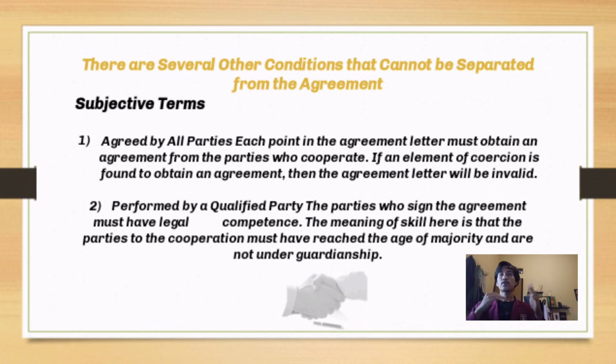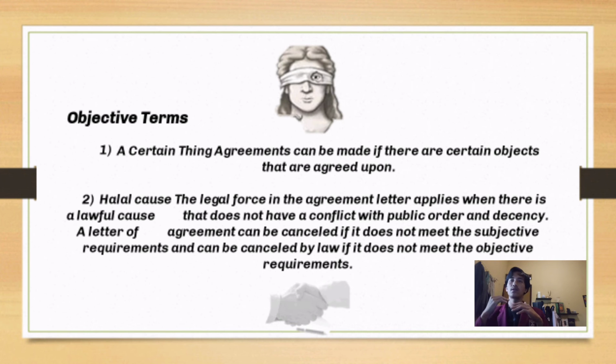Okay, there are several other conditions that must be met for the agreement. Subjective terms, number 1: agreement by all parties who make the agreement. One must obtain an agreement from the parties who cooperate. If an element of coercion is found in obtaining the agreement, then the agreement letter will be invalid. And number 2, agreement by a qualified party. The parties who make the agreement must have legal capacity. The meaning of capacity here is that the parties to the cooperation must have reached the age to agree and are not under guardianship.